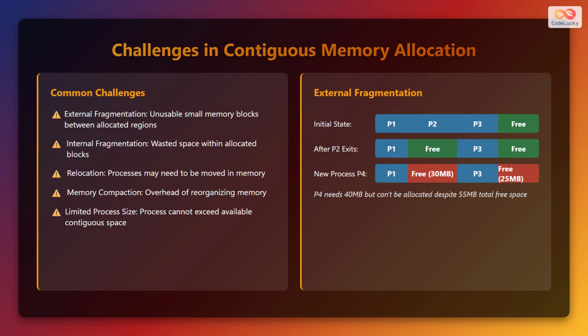Let's look at an example of external fragmentation. Initially, we have three processes: process 1, process 2, and process 3 allocated in memory, leaving some free space at the end. After process 2 exits, a 30 megabytes block of memory becomes free. Now, a new process, process 4, requires 40 megabytes of memory. However, it cannot be allocated, despite there being a total of 55 megabytes of free space available, because the free space is not contiguous.